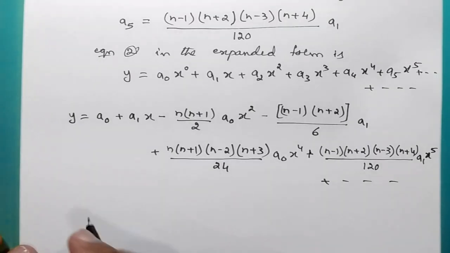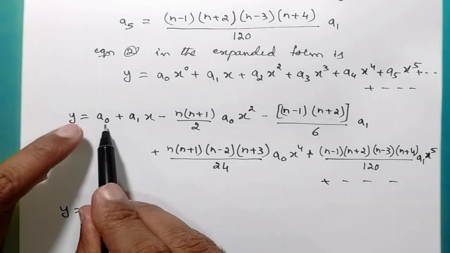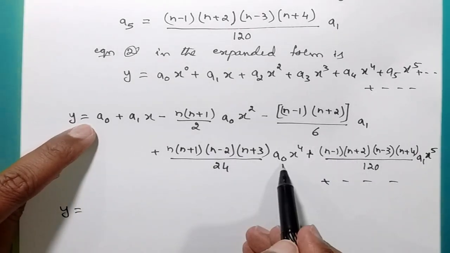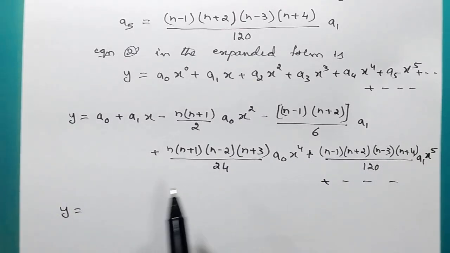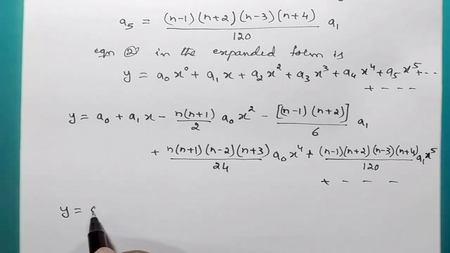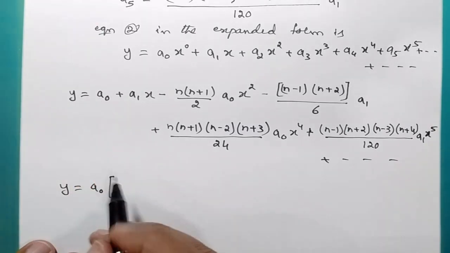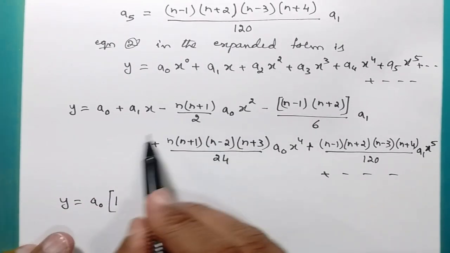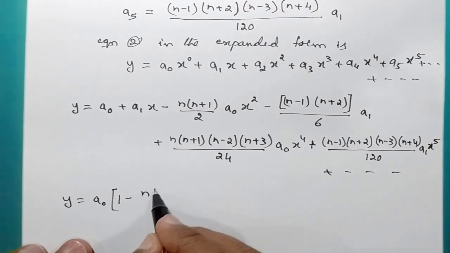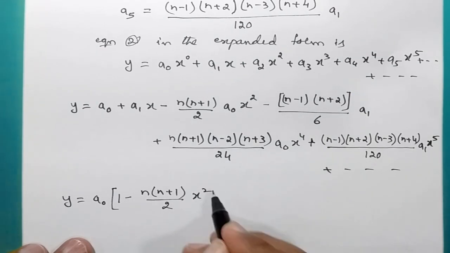Further, if you try to observe this expression over here, you are having a0 values, one set of values, then a1 values. So we'll try to take common. a0 we'll take common and write down one term. So a0 times, because I have taken a0 common, what will be left out here? 1. This is the a1 term, I will write separately. Here a0 I have already taken common. What is left out there? n into n plus 1 divided by 2 into x square.